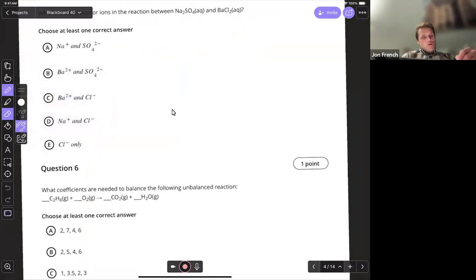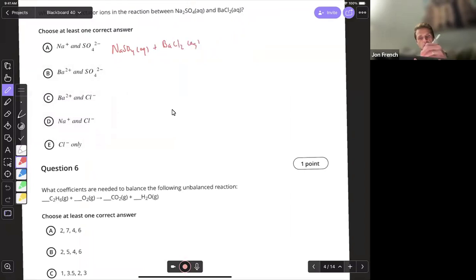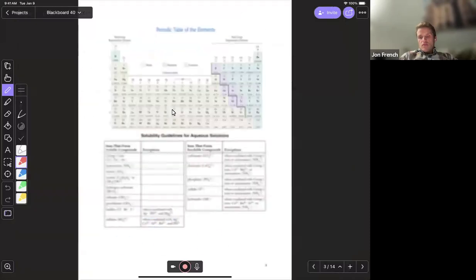Give us more room to work with here. Sodium sulfate, aqueous, barium chloride, aqueous, 2 possible products. We bring the outer together, and I dropped the 2 there. So the outer 2 products would be sodium chloride. We know sodium chloride is always soluble. That's aqueous because sodium's a group 1 metal, always soluble. The other possible product is barium sulfate. So we're going to go to our solubility table.